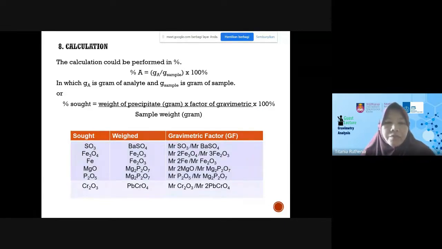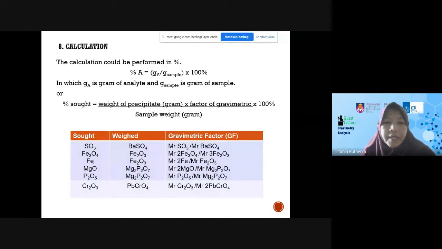For example, if we want to find SO3, the precipitate that we weigh is barium sulfate, then the gravimetric factor will be the molecular weight of SO3 divided by the molecular weight of barium sulfate. If we want to find Fe3O4 and the one we weigh is Fe2O3, then because this is 2 and this is 3, we multiply 2 Fe3O4 divided by the molecular weight of 3 Fe2O3. So here Fe is 6, here Fe is also 6, so it will be equal.